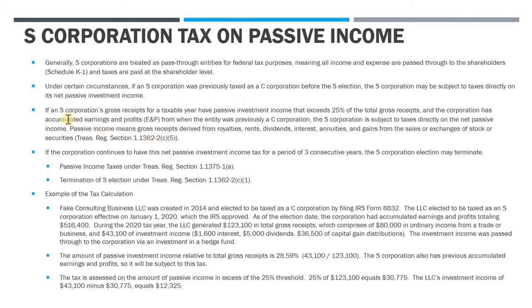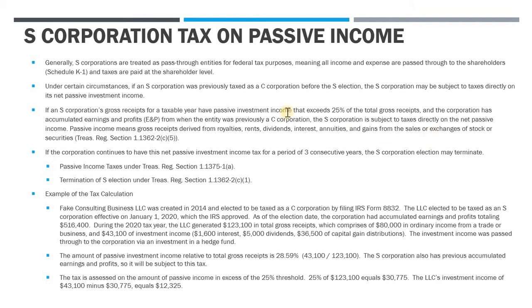So what are the rules? Well, if an S-Corp's gross receipts for a taxable year include passive investment income that exceeds 25% of the total, and the corporation has accumulated E&P from when the entity was previously a C-Corp, then the S-Corp is going to be subject to tax directly on that net passive investment income. Passive income means gross receipts derived from royalties, rents, dividends, interest, annuities, and capital gains or losses from the sale or exchange of stock or other types of securities. And that includes crypto.